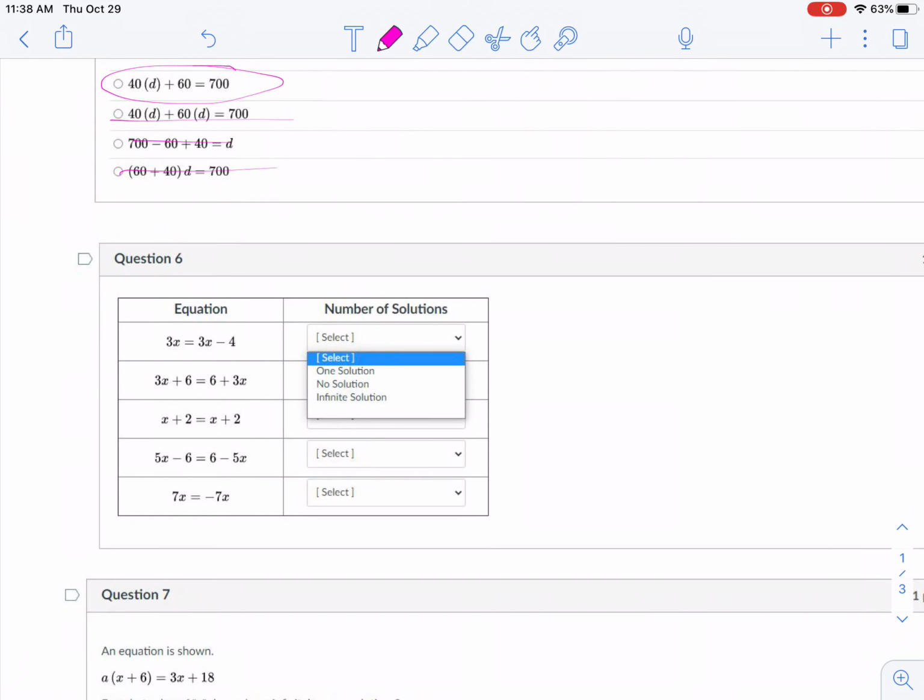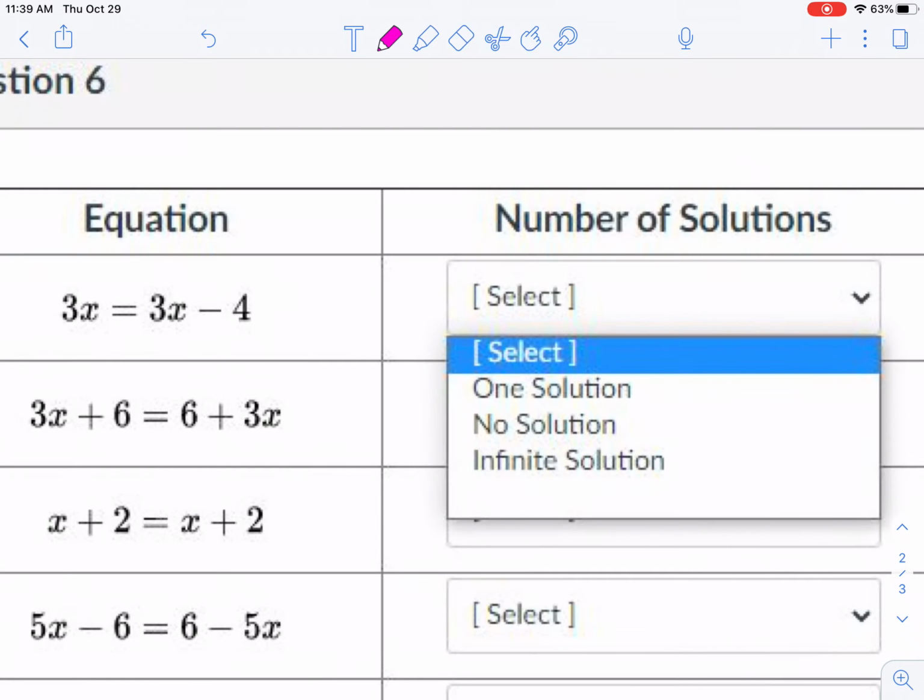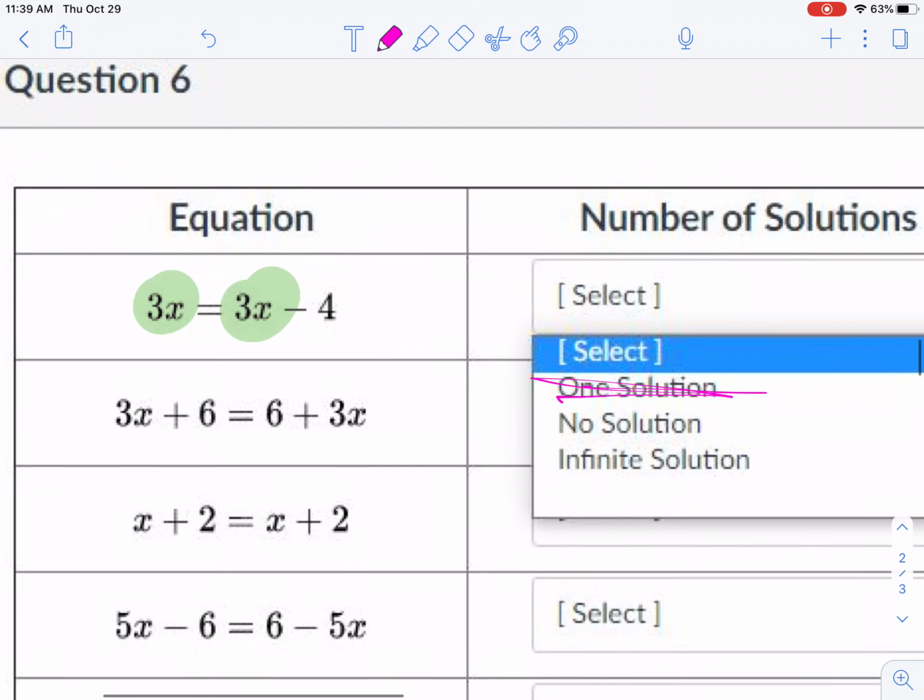This is pick one solution, no solution, infinite solution for each one of these. If the variables are the same, it eliminates one solution. So that will not be an option for this one. It could be no solution or infinite solution. If it's no solution, the regular numbers will be different from each other. In this case it is, so this is no solution. If they were the same, it would be infinite solutions.